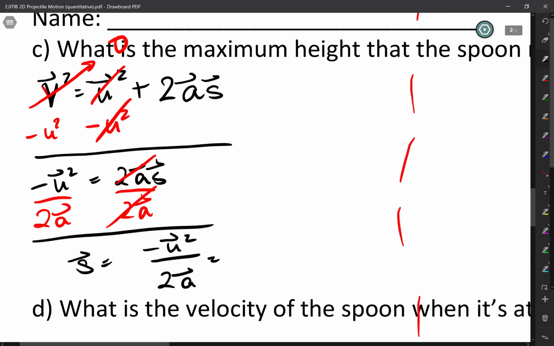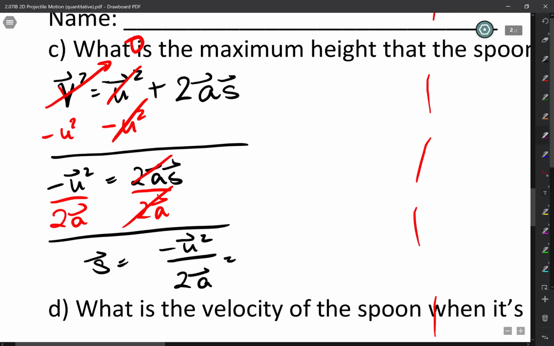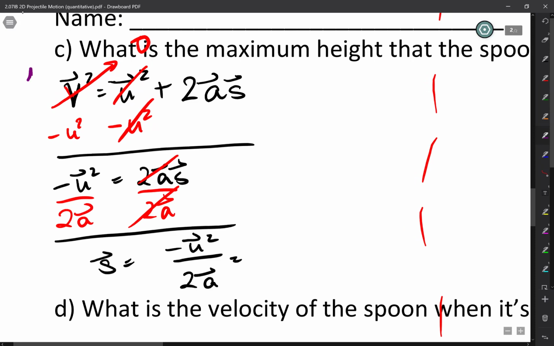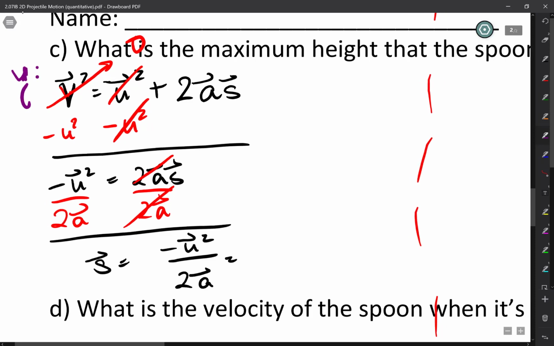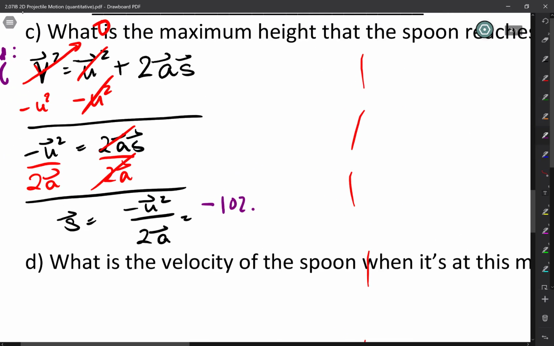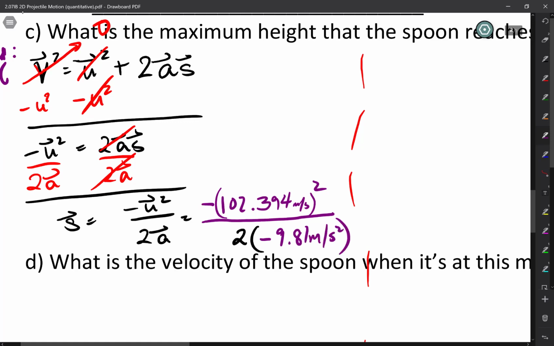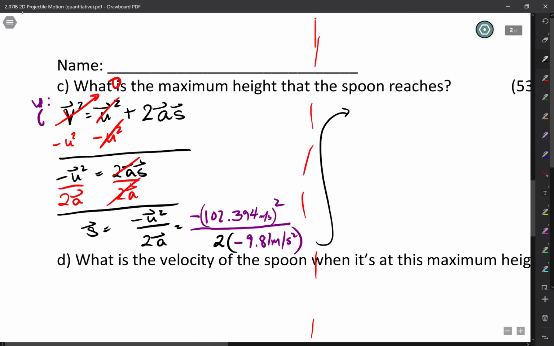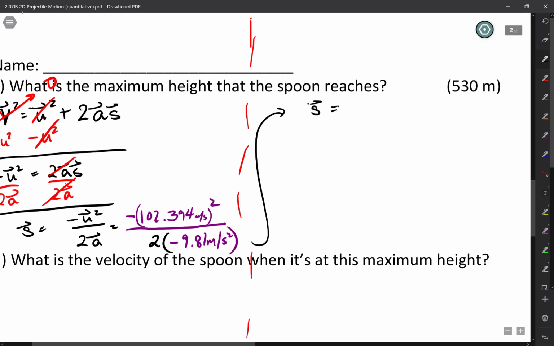And then u is the initial velocity. Look again, we're looking at the vertical components only. The vertical component is 102.394 meters per second, and all of this is squared, divided by 2a, where a is negative 9.81 meters per second squared. Solving for s should give us about 530 meters as our maximum height.